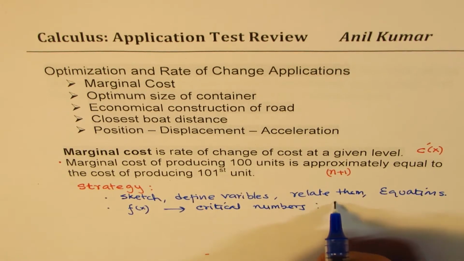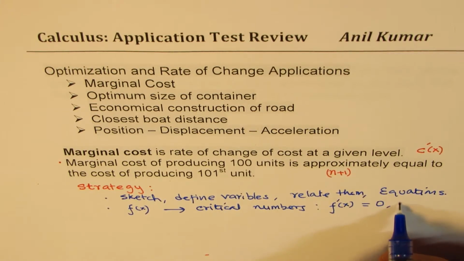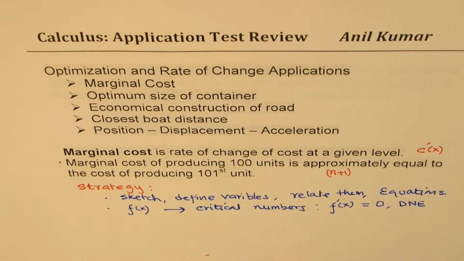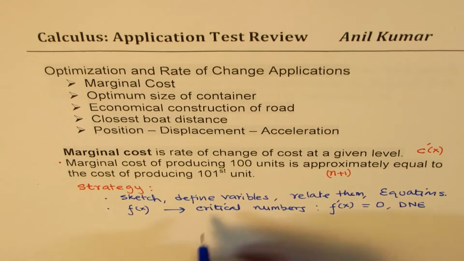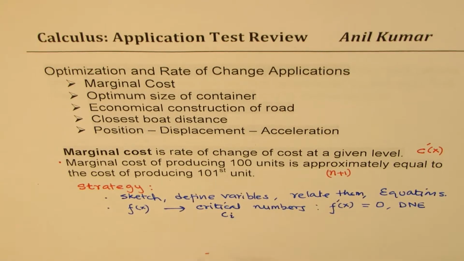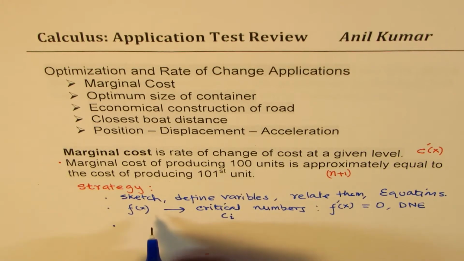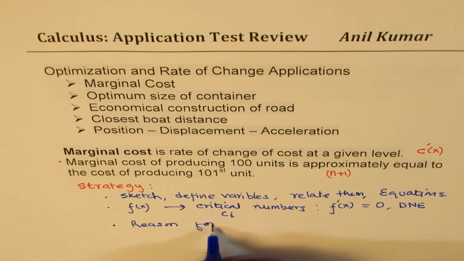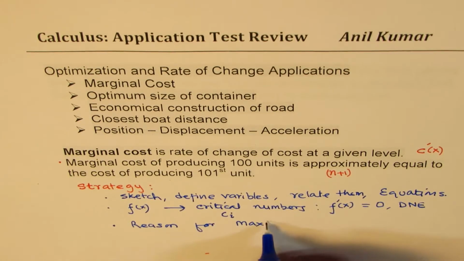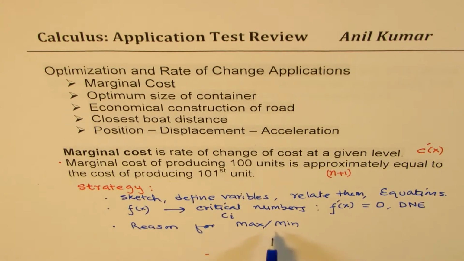So critical numbers you can get by finding the derivative, equate them to 0 or does not exist. So there could be two conditions. So that gives you critical numbers, right? So let's say that the critical numbers are Ci. There could be one or more critical numbers. And the third step will be to reason for whatever, right? Maximum or minimum in our case, right? You have to provide reason for that.